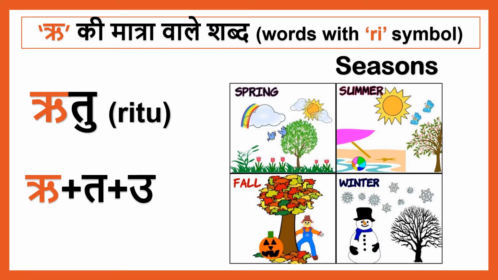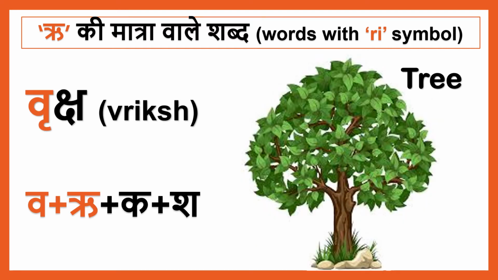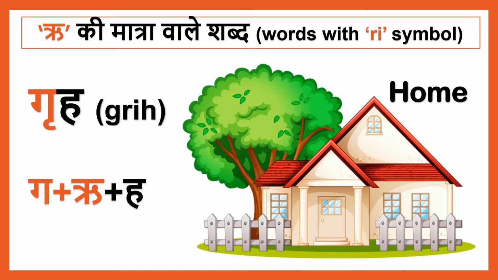Next word is re plus the plus u. Re, the, u, tu. Ritu. Ritu means seasons. Next word va plus re plus ka plus sh. Va, re, vri. Sh. Vriksh. Vriksh means tree.